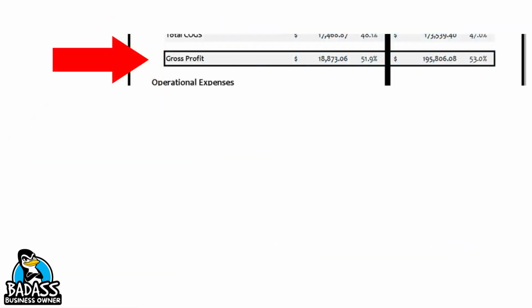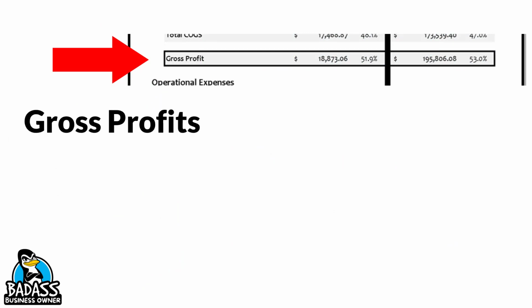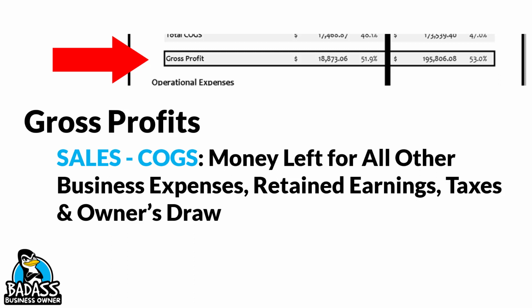Now, the third section is a little tiny line that says gross profit. And your gross profit is basically your sales minus your cost of goods. It's the money that's left over for all other business expenses, retained earnings, taxes, and owner's draw.